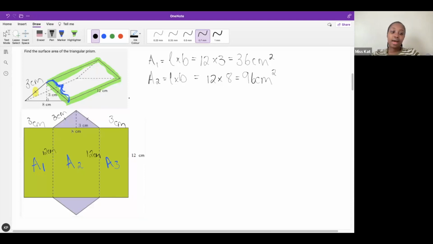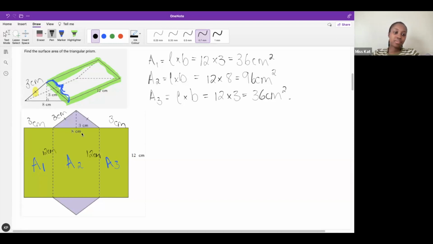centimeters squared. And then we have area 3, which is exactly the same as area 1 in this case. So they're not always the same. So I advise that you just go through the whole motion again. Okay, I'm going to do it again. 12 times 3, which is 36 centimeters squared.